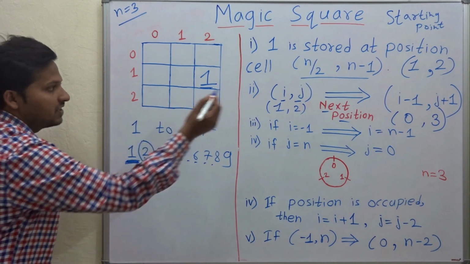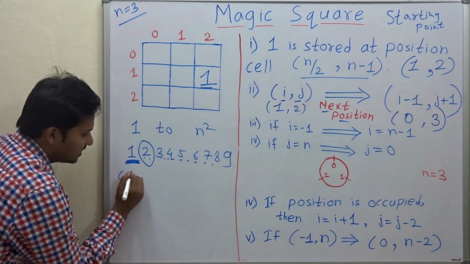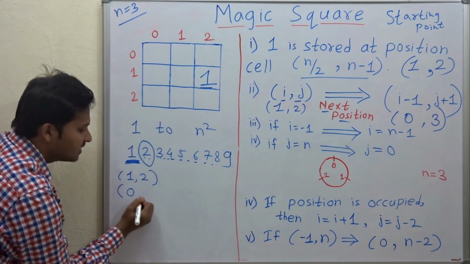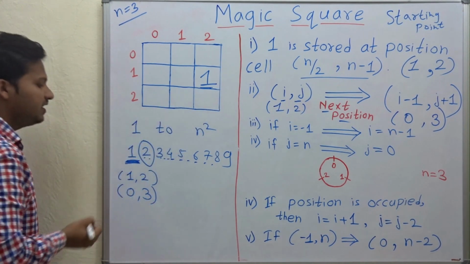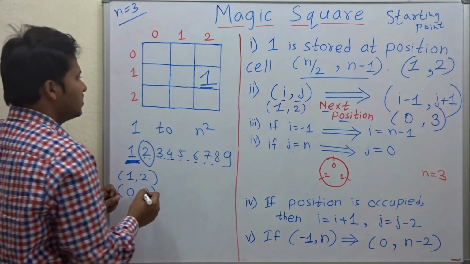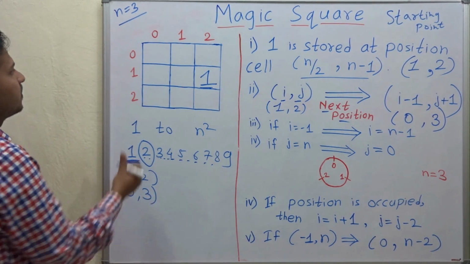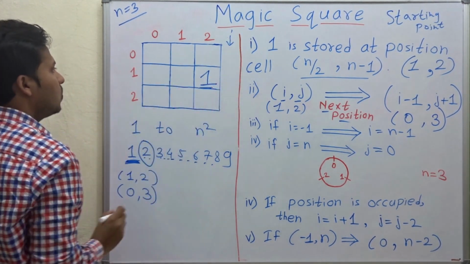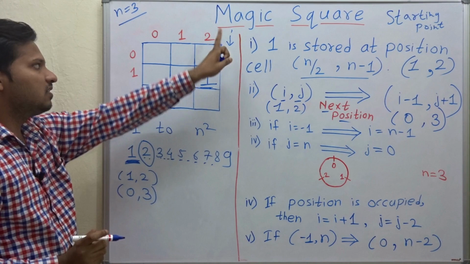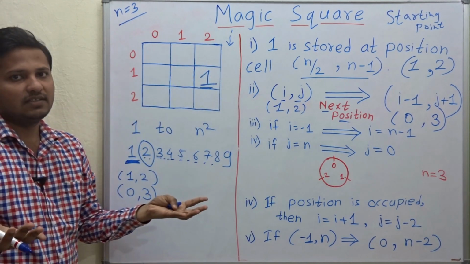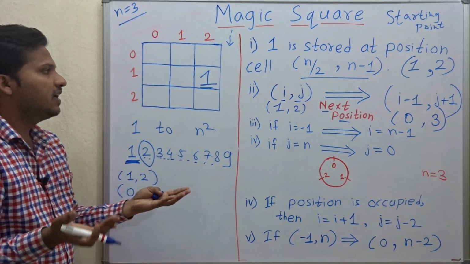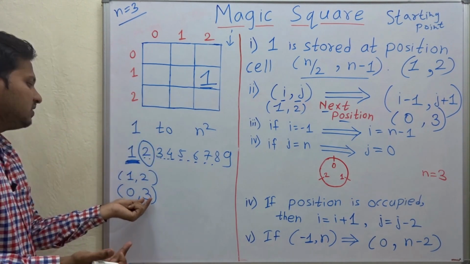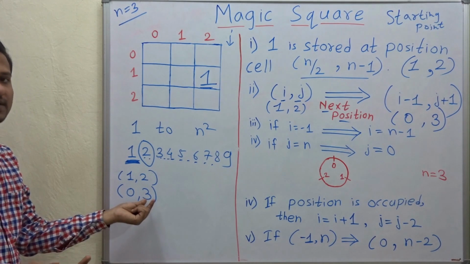So see, what is the first cell? First cell is 1 comma 2, and what is the next cell? Next cell is 0 comma 3. Now let's search for 0 comma 3. So 0th row and third column. Oh, there is a problem. The third column is not present. That means there should be a rule to find the position if the jth column is not present.